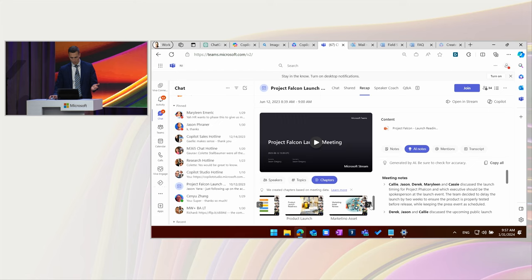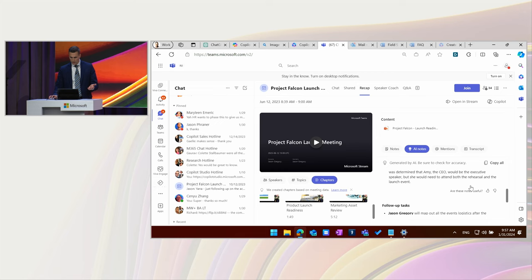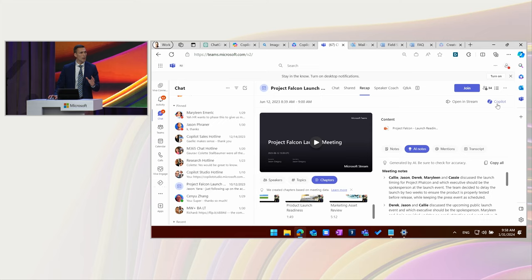It gives you meeting notes, it gives you a summary to follow up tasks. But the best thing about this is your ability to query Copilot about the meeting. Just think of the meetings you won't have to go to any longer. I love it. I love this.